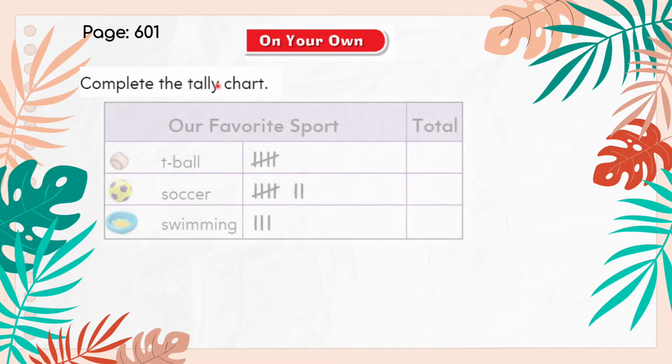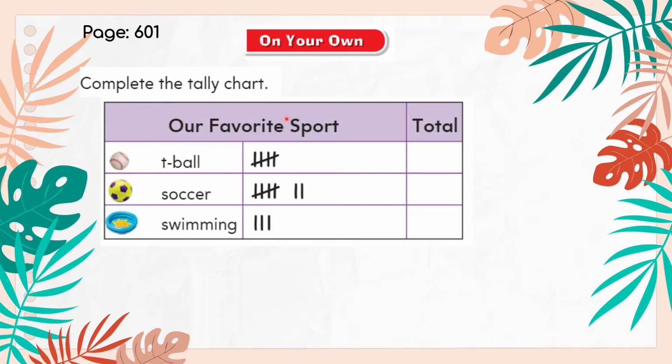Now on page 601, let's look at the on your own question. Complete the tally chart. Now look at the title of this tally chart. It says our favorite sport. So this is going to tell us about the favorite sport of different children. The sports we have here are 3: t-ball, soccer and swimming. And then we see we have tallies for each sport in front of them. And then finally we have a total column here as well.